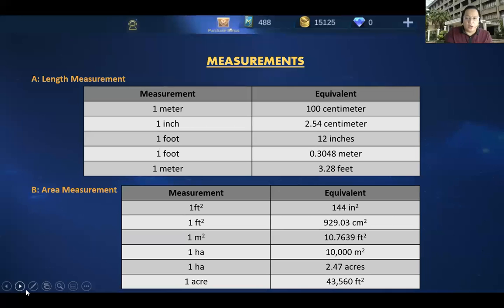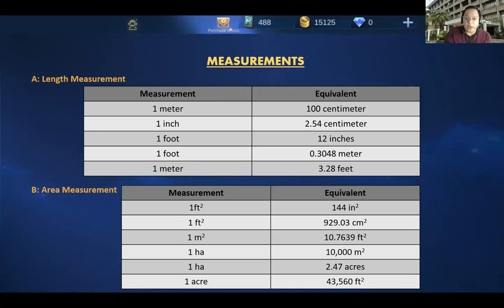For the measurement, we have here the conversion of the different measurements. If we are talking about length measurement, 1 meter is equivalent to 100 centimeter, 1 inch is equivalent to 2.54 centimeter, 1 foot is equivalent to 12 inches, 1 foot is equivalent to 0.3048 meter, and 1 meter is equivalent to 3.28 feet.